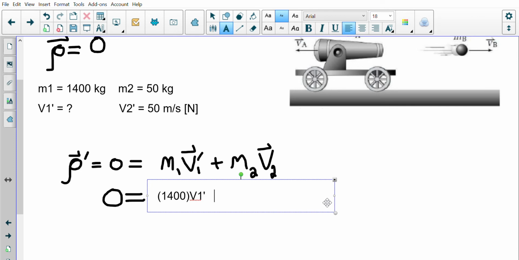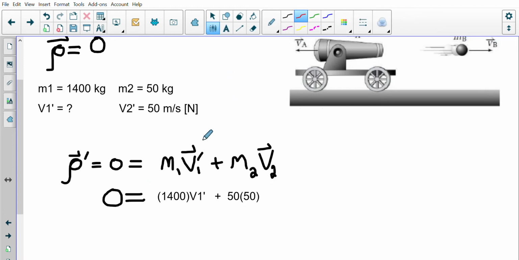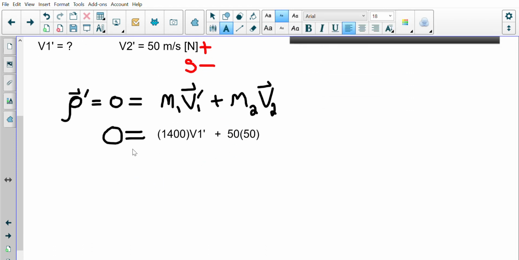Plus, we have the 50 kilogram cannonball, and the V2 is 50. Now, I'm going to go with positive 50 because I'm going to say that north is positive, which again means south is negative. All right, so now do a little bit of math here.